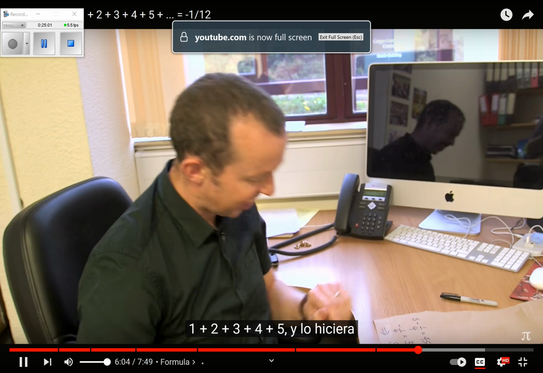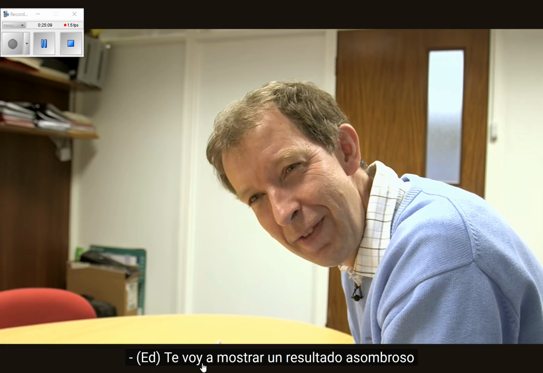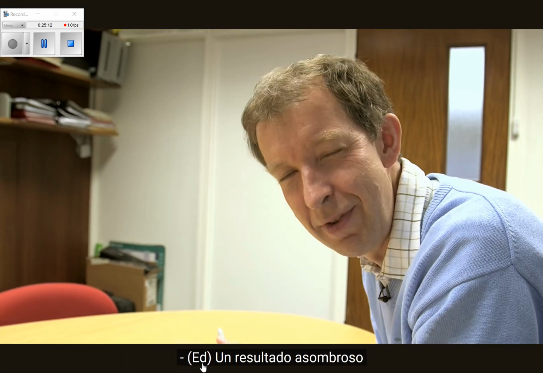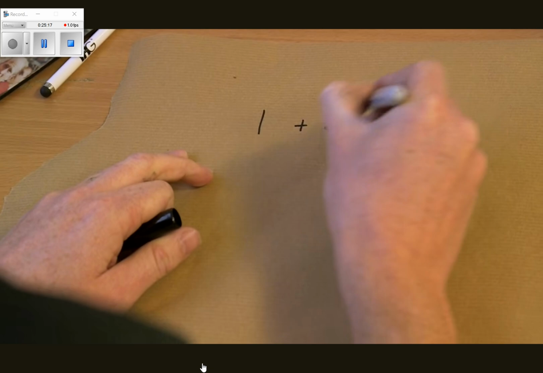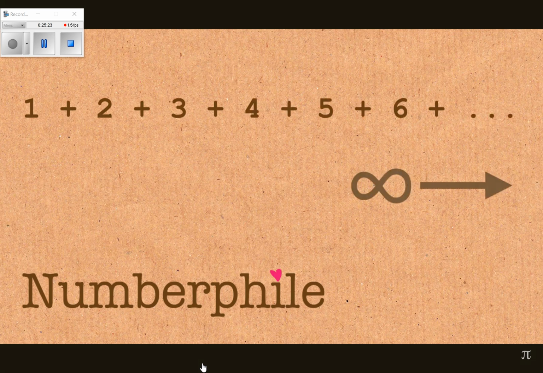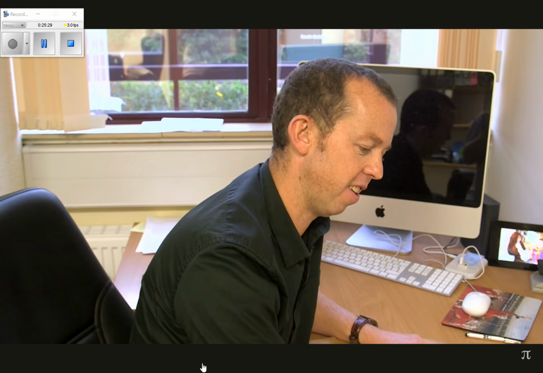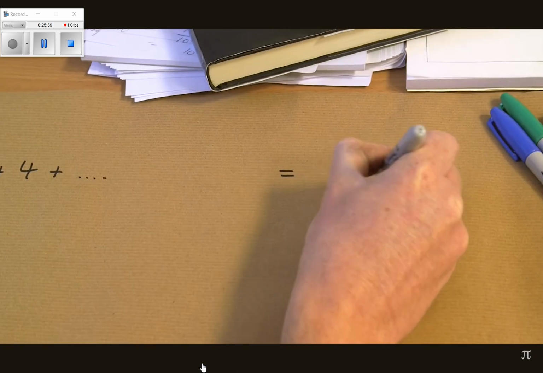1 plus 2 plus 3 plus 4 plus 5. Let's go back to the beginning. I'm going to give you an astounding result. I'm just going to write down a little sum. I'm just going to see what answer it gives. 1 plus 2 plus 3 plus 4 plus, and I include all the natural numbers, all the way up to infinity. So what do you reckon the answer to this is, Brady? Well, I would say it would tend towards infinity. Yeah, that makes sense, doesn't it? The answer to this sum is remarkably minus 1/12.